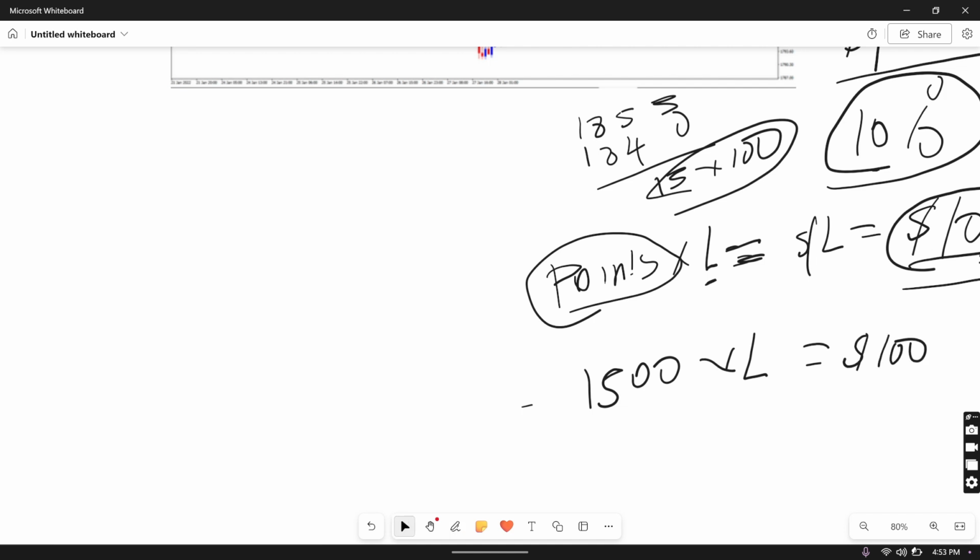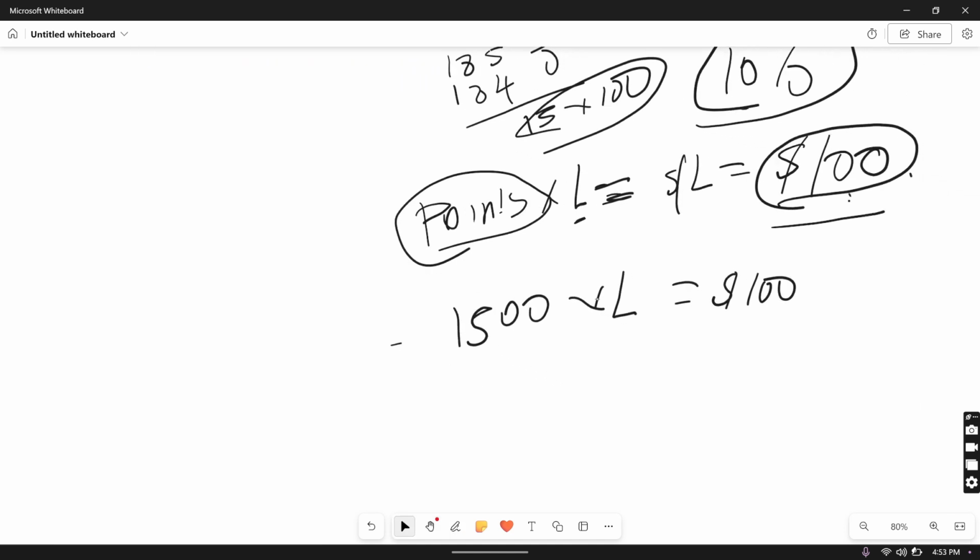Okay, so if you have this one, it's very simple now to know the loss size, the stop loss that you're actually going to be using here, because you are going to be saying divide by 1,500 so that you can know. And it's very simple math that you can actually do right here. Let me just do this on my phone.